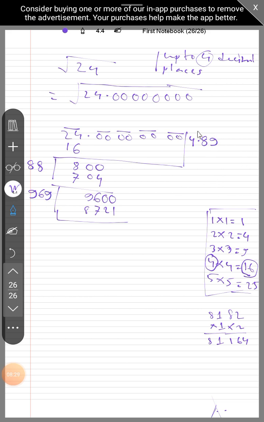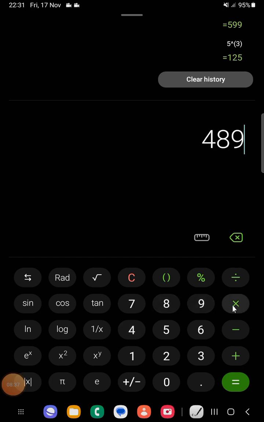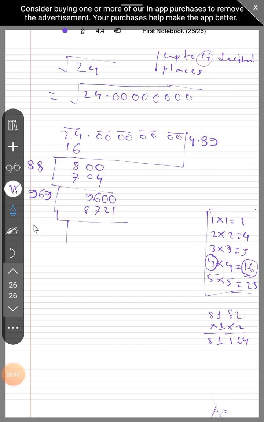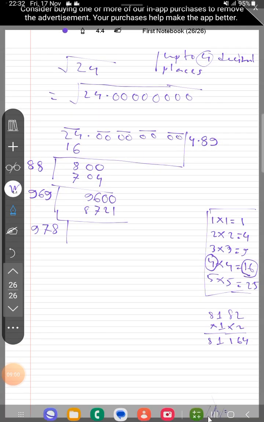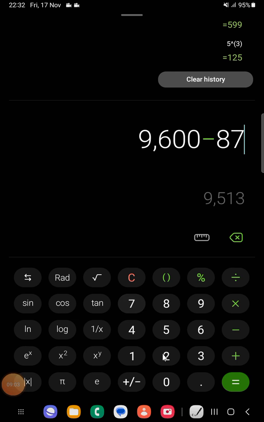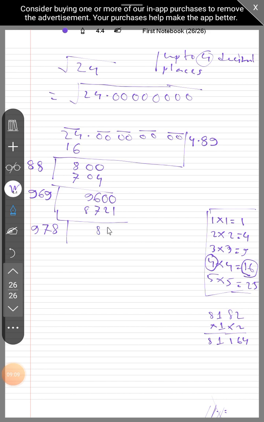Here also 9. Again, we'll multiply 489 by 2, that is 978. So here will be 978. We'll subtract here. We'll get 9,600 minus 8,721, I forgot actually. The answer is 879. So we'll write 879.